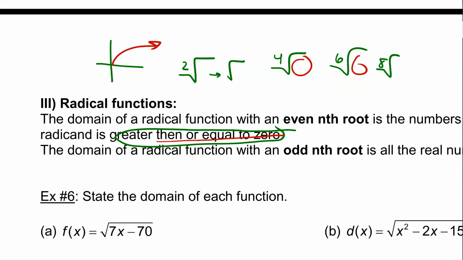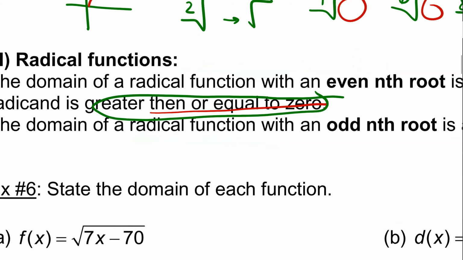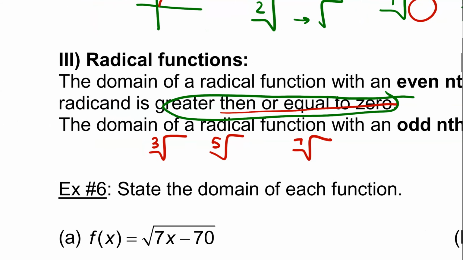So that's for even. What if you have an odd nth root? So this is like a 3rd root, or a 5th root, a 7th root. Do we know what a 3rd root looks like? Maybe not. But I can't put a negative under a square root, right? Because nothing times itself is going to be negative. Any negative times a negative is always going to be positive. That's why you can't have a negative under a square root.